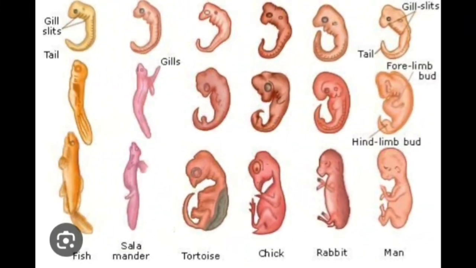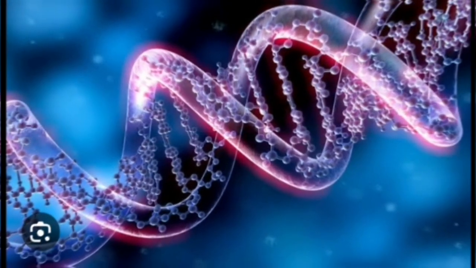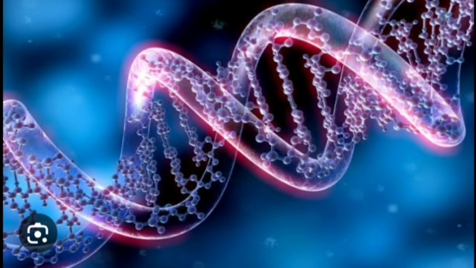Embryological development. Comparative embryology reveals similarities in the early stages of development among different species. This suggests a common ancestry and evolutionarily conserved developmental pathways. For instance, during embryonic development, fish, reptiles, birds, and mammals all have gill slits, even though only fish retain gills in adulthood.